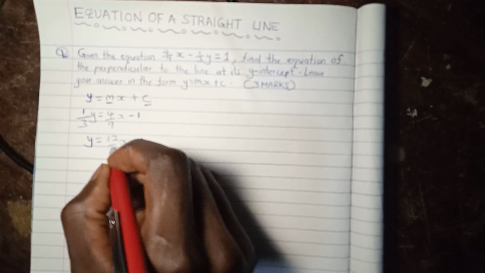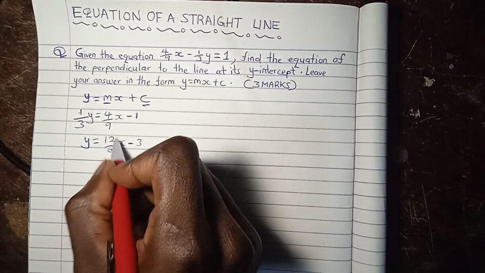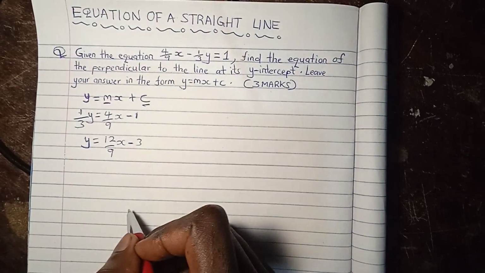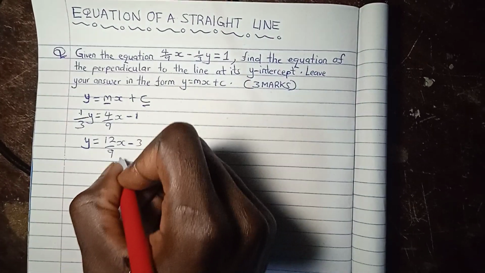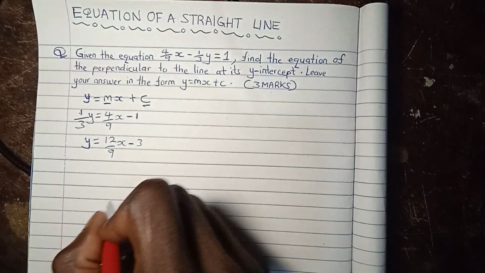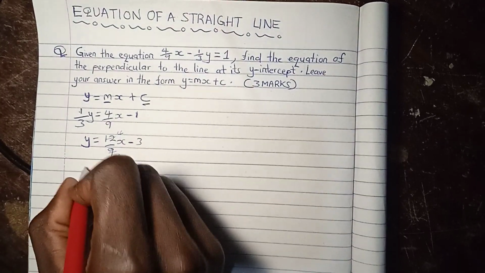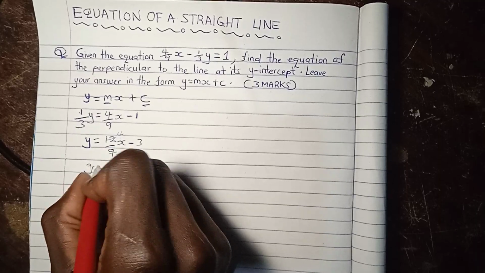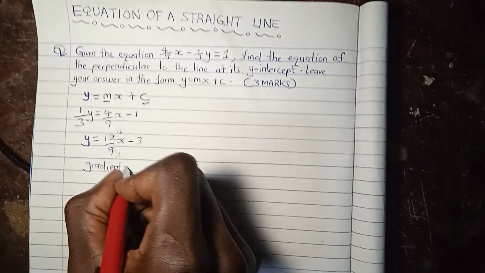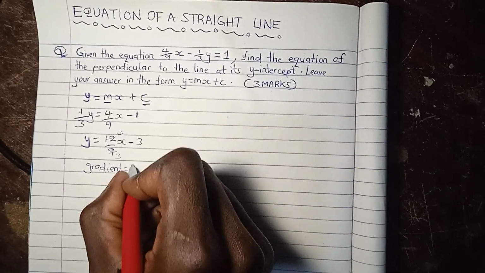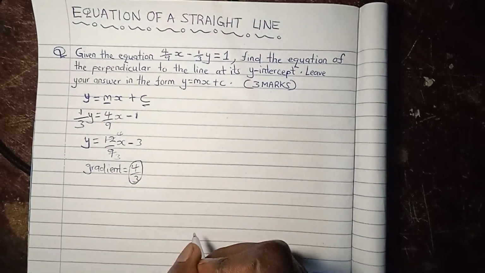To this point, you will realize that m is located right here. 12 over 9 is the m, so you already have its gradient, which is 12 over 9. We can simplify 12 over 9, of which 3 is a common factor. 3 goes here 3 times, 3 goes here 4 times. So the gradient is equal to 4 over 3.